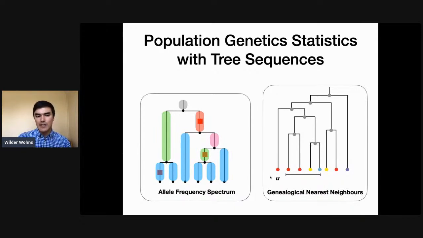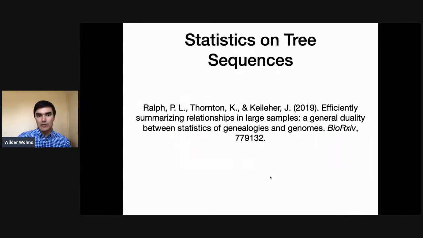But I want to show you in this section that we can understand those processes with trees in an equivalent manner, and possibly a simpler manner. The citation for all of this is a preprint from Peter Ralph, Kevin Thornton, and Jerome Kelleher, which is a really great read. It's on bioRxiv, and thanks to Peter for his help with this section as well.